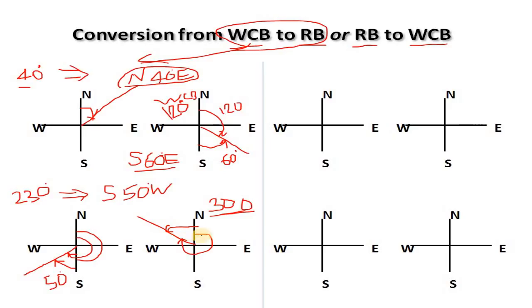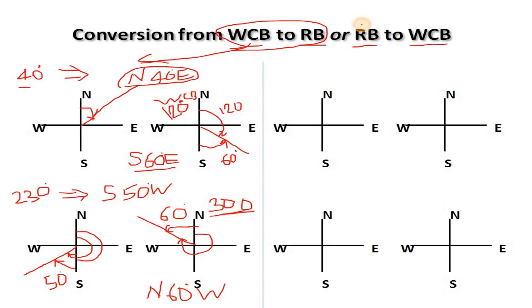What will be this angle? This is 300, I know whole is 360 degree. You reduce this angle from whole, means 360 degree leaves 60 degree, means this angle is 60 degree. So how to write in RB system? First from where it started, north, right, north, again angle 60 degree, eastward or westward? Westward. Okay, this is how to convert WCB to reduced bearing system.